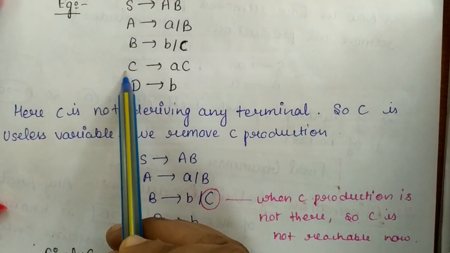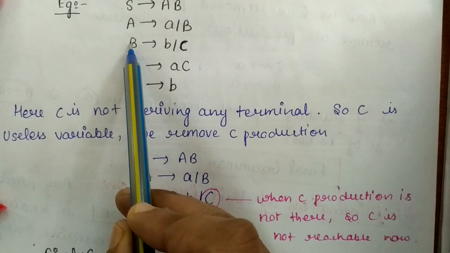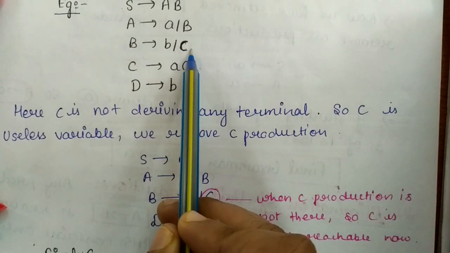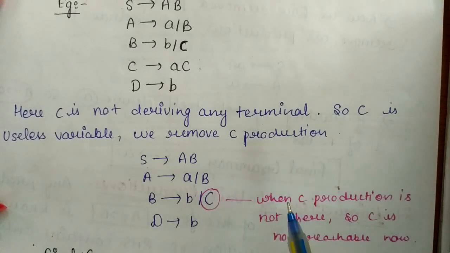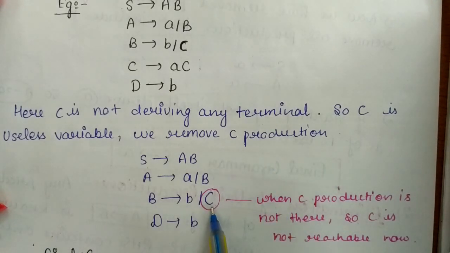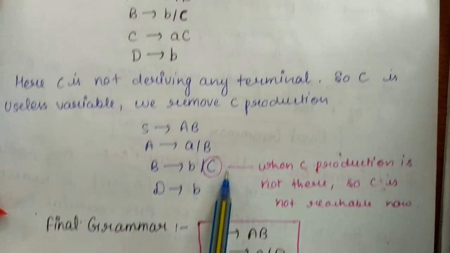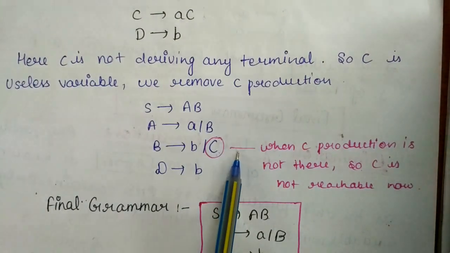Now if we remove this production from our grammar, B is deriving C. So what is the use of this C? Because we don't have the production of C, C is of no use because it is not reachable. So we will remove this production also.